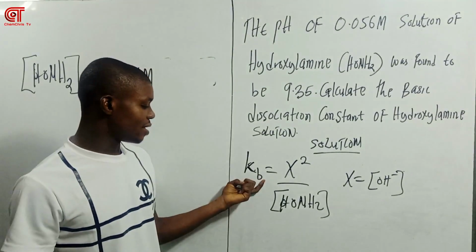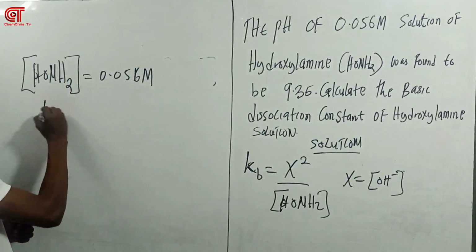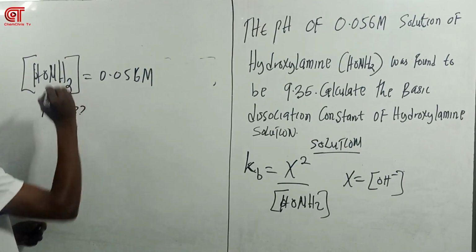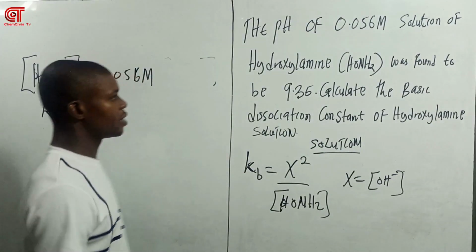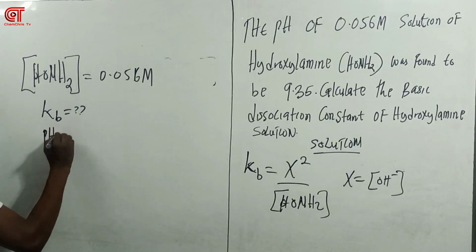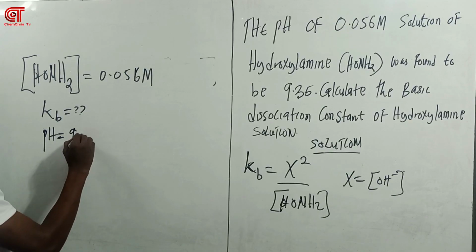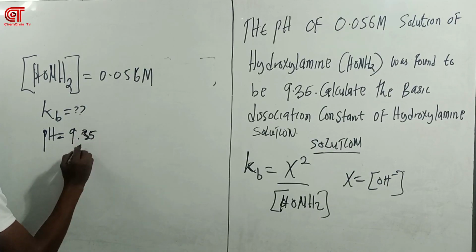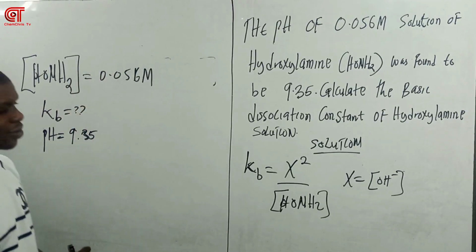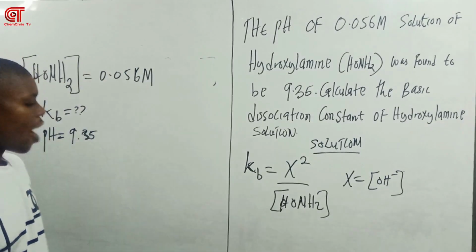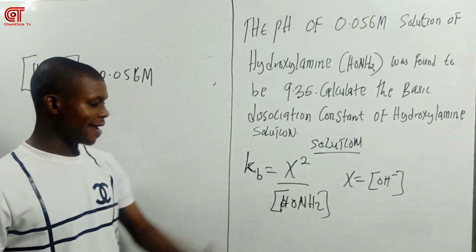The question will look for the KB. So the KB, how much I was looking for the base constant, and the pH of this base was given to me. The pH equals to 9.35. Do you get that? So these are the values given to me. These are the only values given to me. It means that I already know this one, and what they say I should look for, then I have to look for my X.